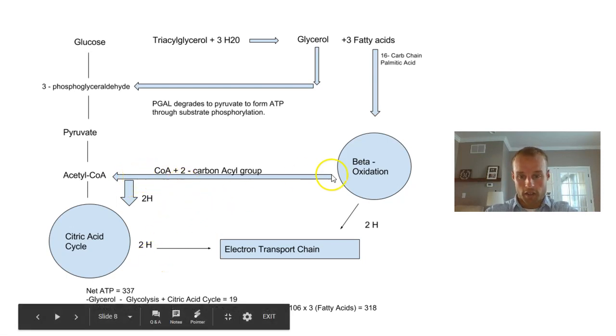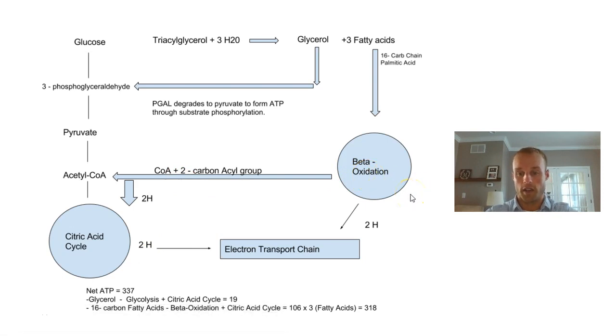Okay, and beta oxidation is going to give us 28 ATP in the process because it's going to go through beta oxidation 7 times, and we're going to have an FADH2 come off of it and an NADH come off of it to equal 28. So now, if you look down here, the 16 carbon fatty acid plus beta oxidation plus the citric acid cycle, we get 106 times 3, and we have 318. We add 19 to that, we have a net ATP of 337 for each fat molecule.